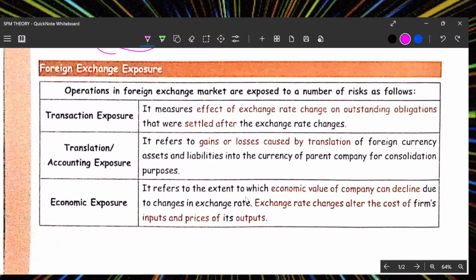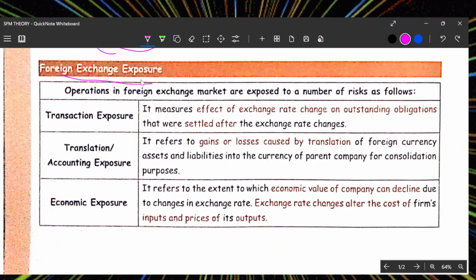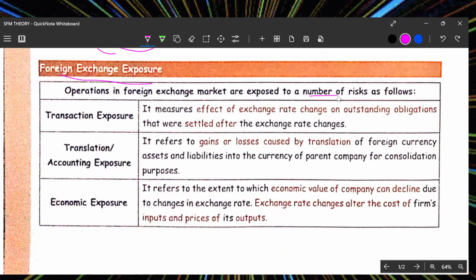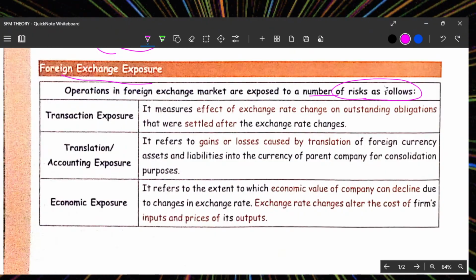Next, foreign exchange exposure. What is foreign exchange exposure? Operations in the foreign exchange market are exposed to a number of risks. So these operations are exposed to a number of risks, and what are they?